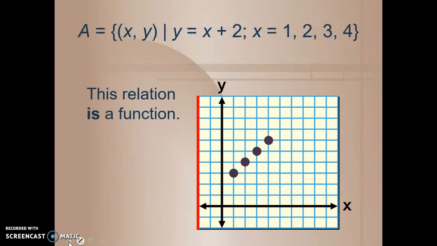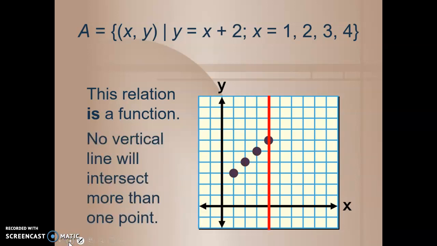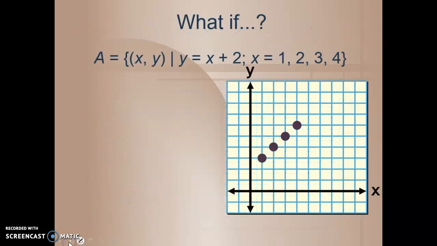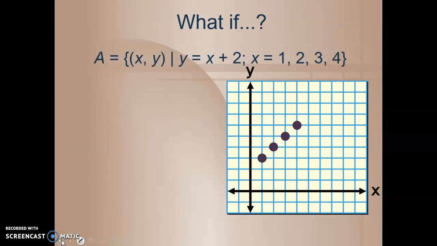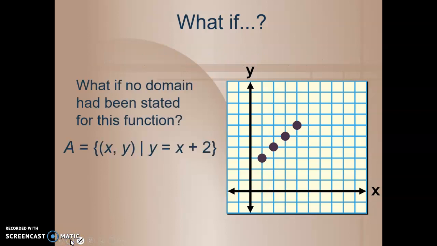Now, when looking at this, we can tell that this is a function. No x values are repeated, and it would pass the vertical line test. You can see that no vertical line intersects more than one point at a time. Now, what if no domain had been stated for this function? What if they hadn't told us to use 1, 2, 3, or 4?